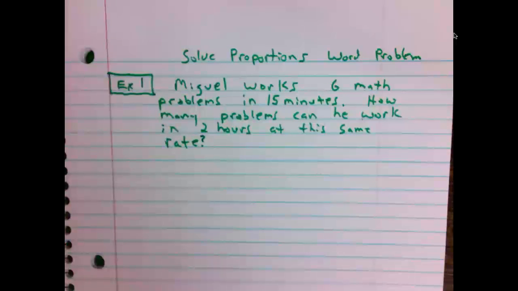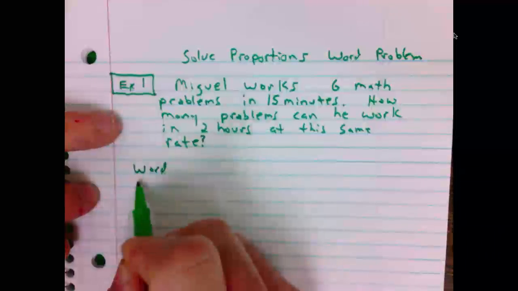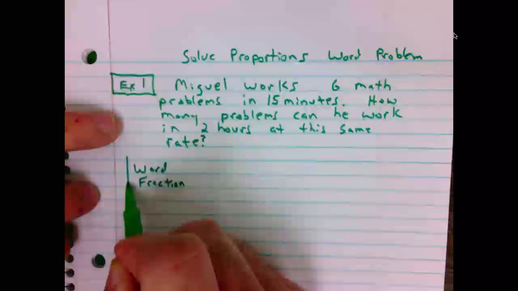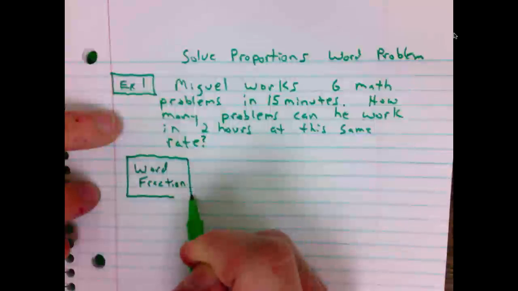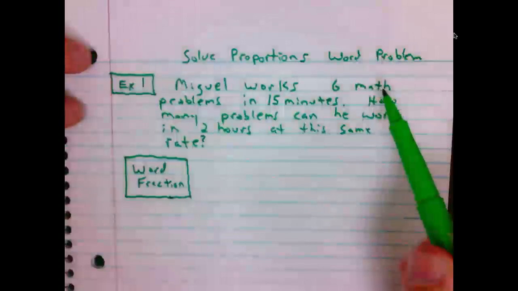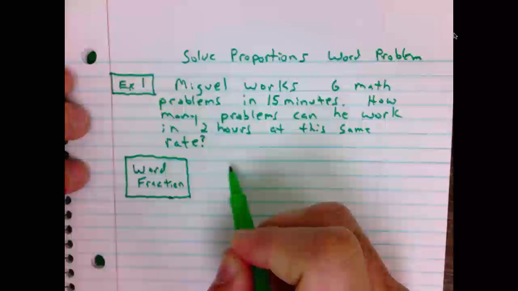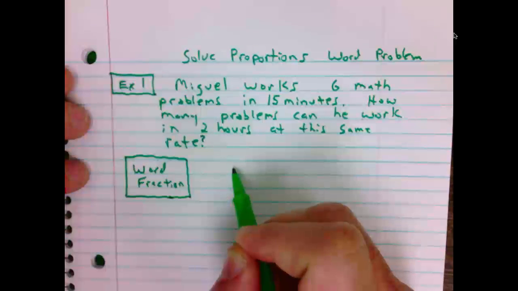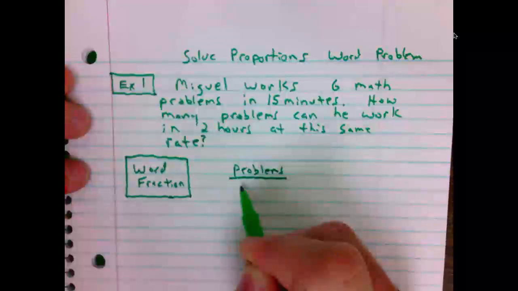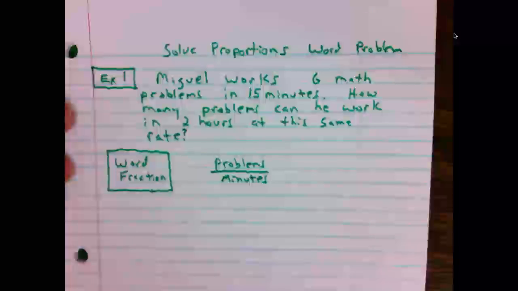when we have a proportion word problem, we're going to start with first what I call our word fraction. And the word fraction, just as the name implies, is a fraction using words that compares the two quantities we're talking about. In this case, we're discussing math problems and time measured in minutes. So, I'm going to write our word fraction, and it's going to be problems over minutes. This will help keep us straight when we write our proportion.